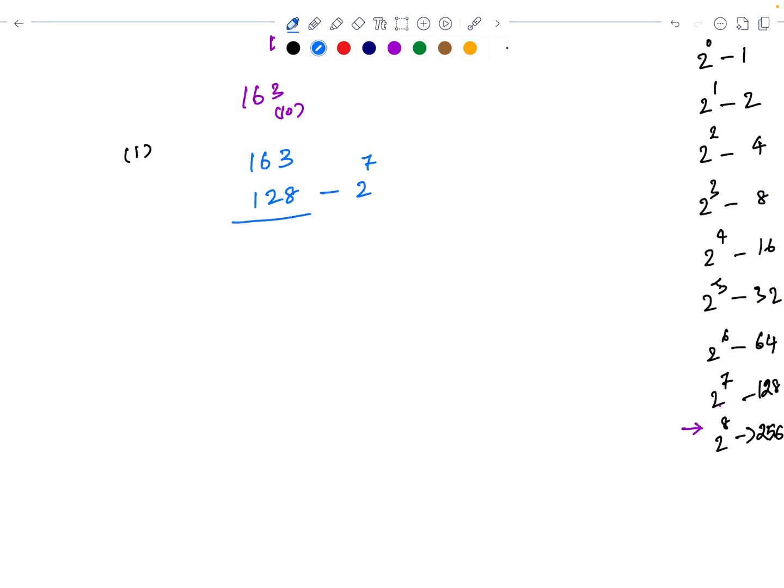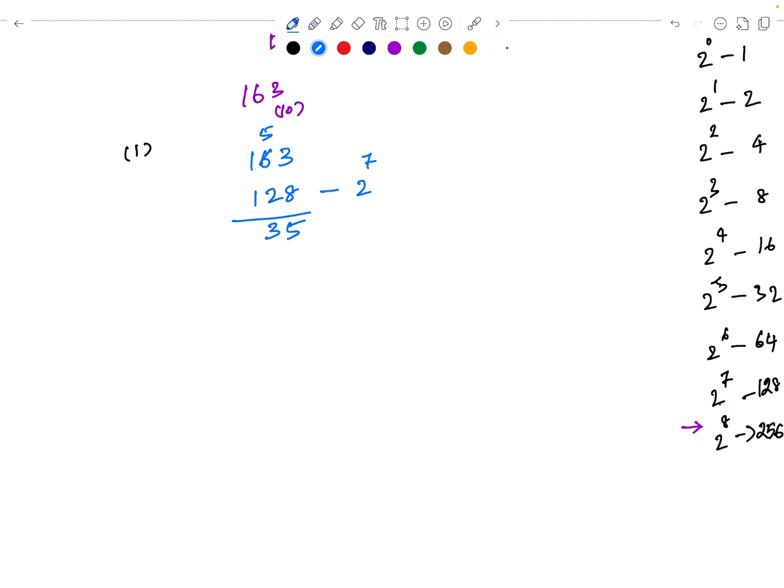Let's do the subtraction. 163 minus 128 is 35. Now with 35, we do the same kind of check. Is 35 bigger than 64? No. But 32 is smaller than 35, so definitely I have the 2 power 5 bit position present in this number. Do you see how this whole thing works? I think you get the pattern here.